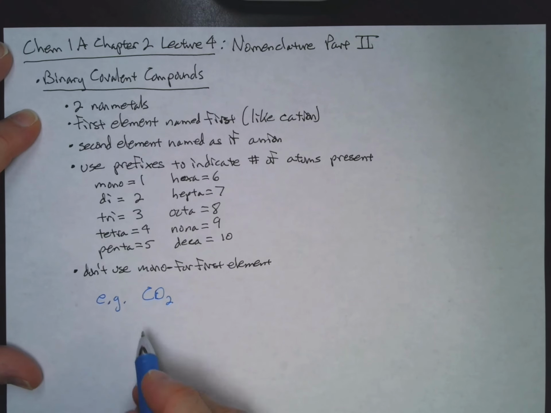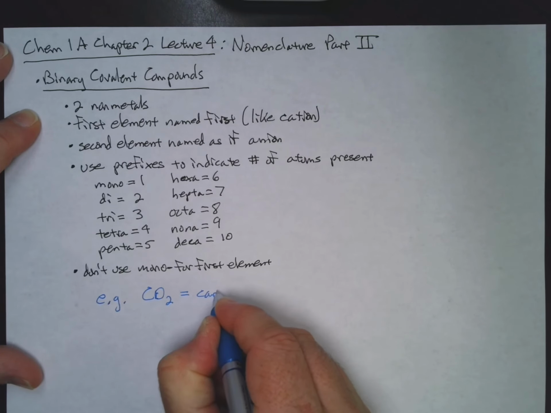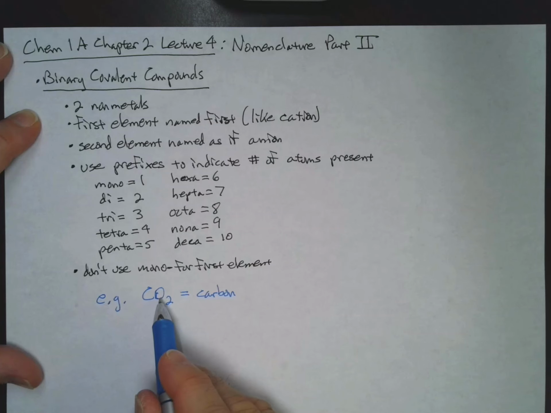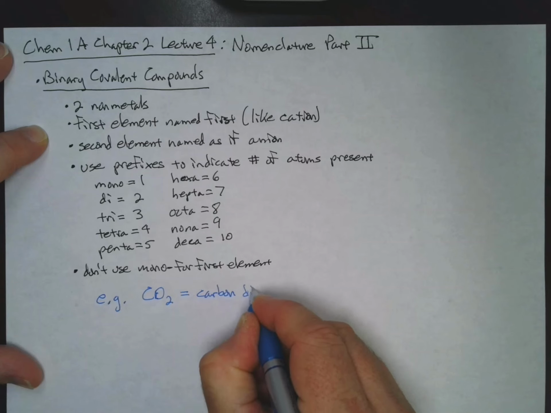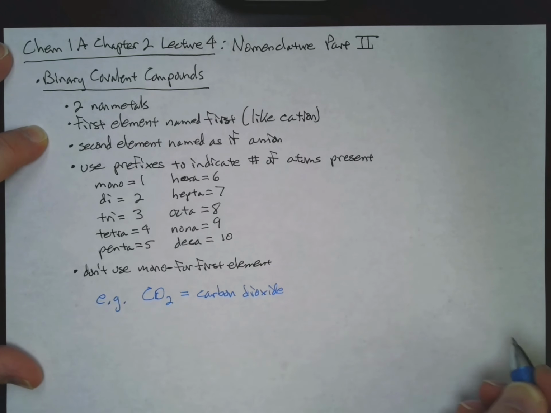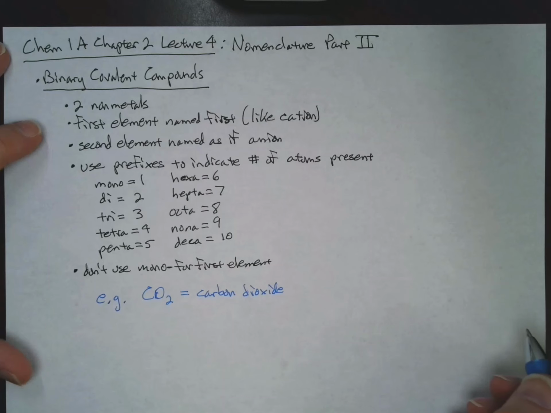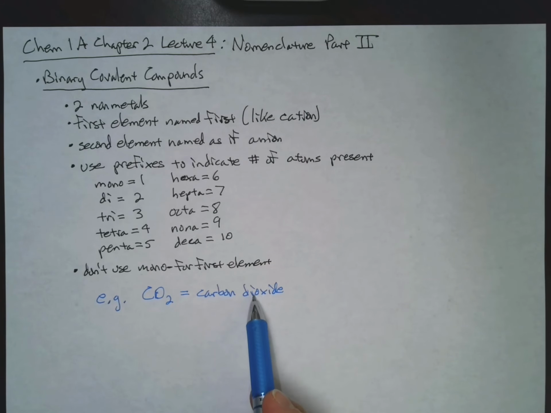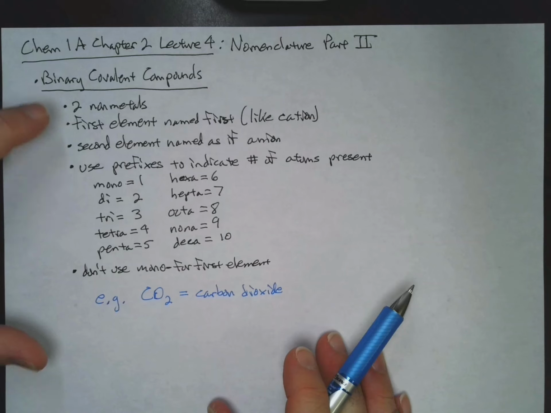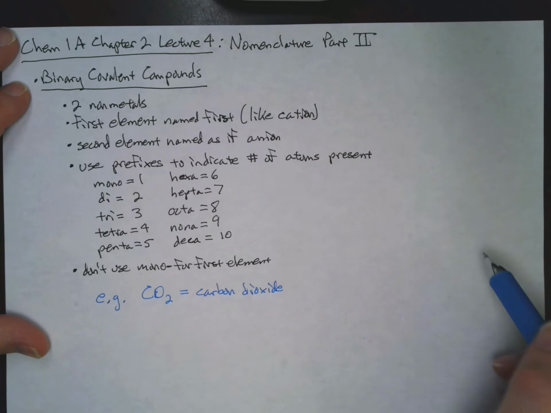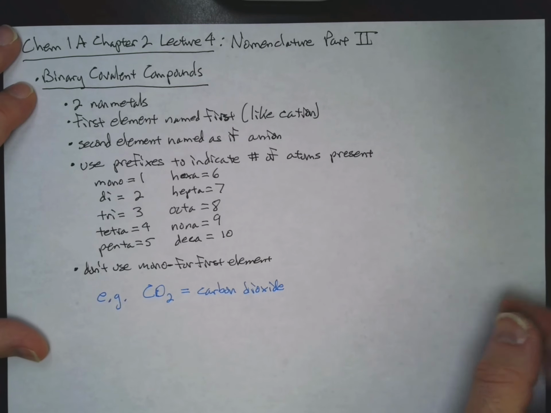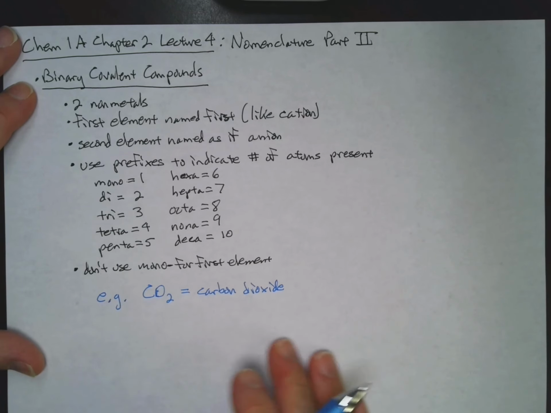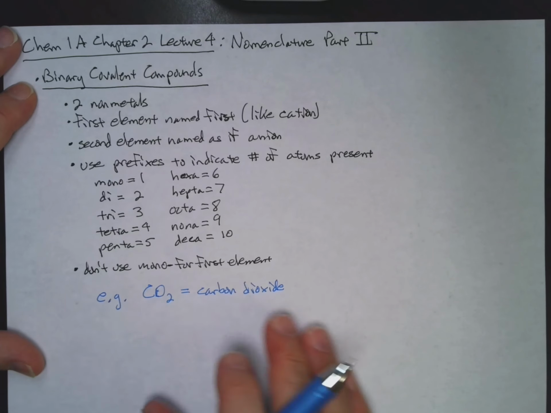CO2, and we would name this carbon, not monocarbon, just carbon. And then this is dioxide. Okay. So this is a case where we actually don't drop that vowel for the di. Typically it's just with like mono or hepta or things like that. So if it was like heptaoxide, we would probably just say heptoxide. All right, CO2, carbon dioxide.